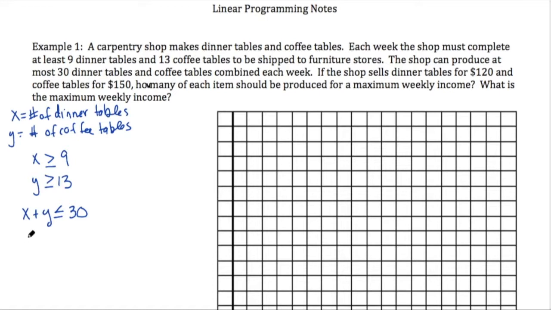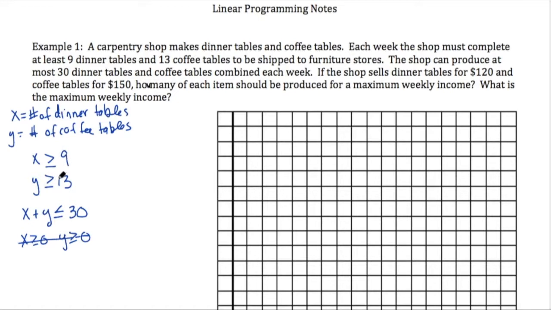In theory, we could also talk about, since we can't produce negative numbers of either of these, that x must be greater than or equal to 0 and y must be greater than or equal to 0. For this example, these are really unnecessary because we already know that x and y are greater than 9 and 13 respectively. So we don't really need these because we've got more precise inequalities up above.